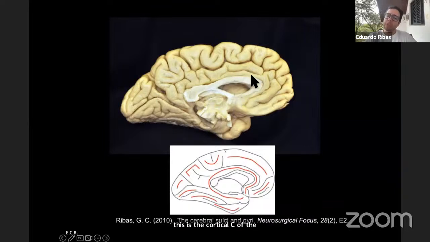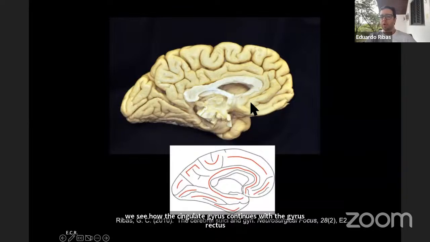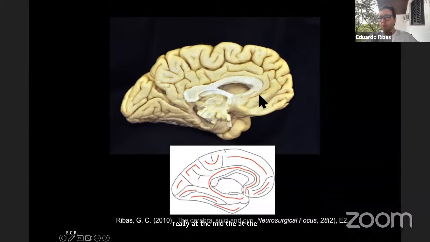Then we see how the cingulate gyrus continues with the gyrus rectus, really at the inferior aspect of the frontal lobe. Here is the gyrus rectus, and the gyrus rectus continues itself with the superior frontal gyrus, without a clear separation between them. They just continue one with another one. So this all here is superior frontal gyrus. Between superior frontal gyrus and cingulate gyrus, we'll have the cingulate sulcus.